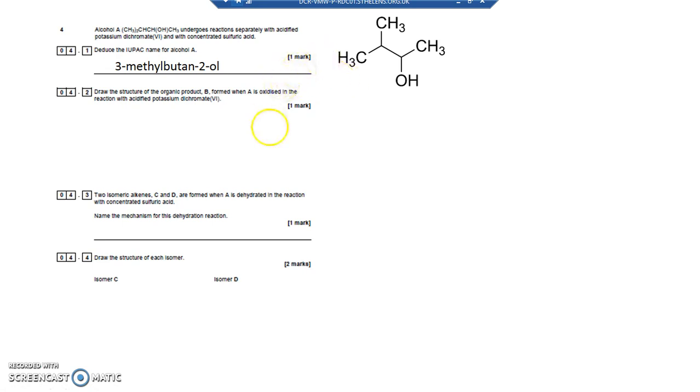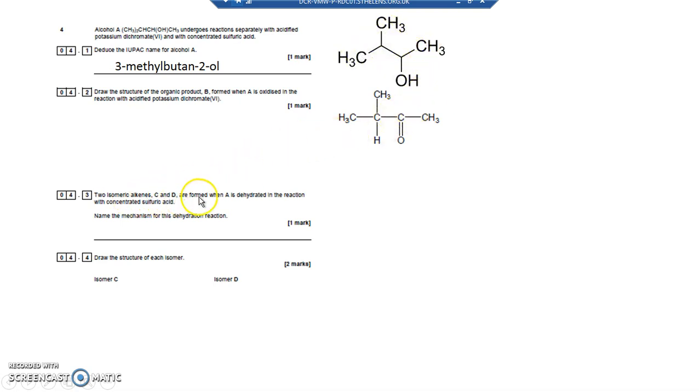Draw the structure of the organic product B formed when A is oxidized in the reaction with acidified potassium dichromate. So the OH turns to a double bond carbon to oxygen. So you get a carbonyl group, a carbon to oxygen double bond where the OH is. That's what happens with potassium dichromate. So the OH turns to the C double bond O, and that carbon that's got an H as well that's unseen on that skeletal formula loses that. So it loses an OH and the H, and it just becomes C double bond O, and then it bonds as normal to the other carbons.